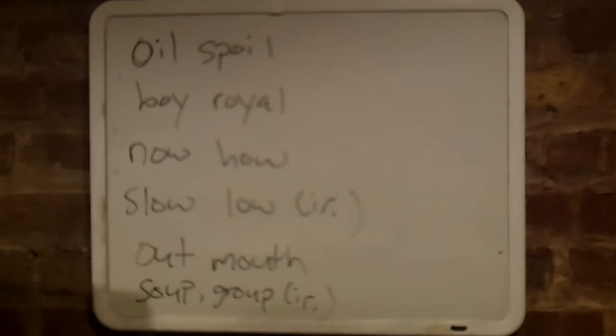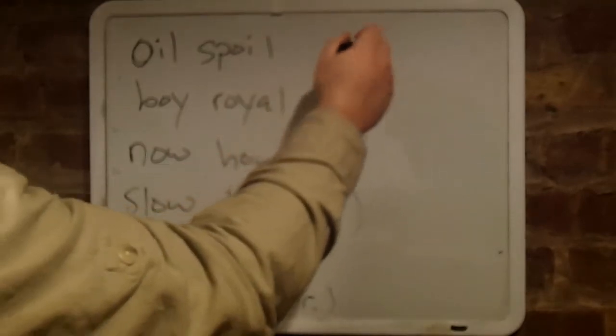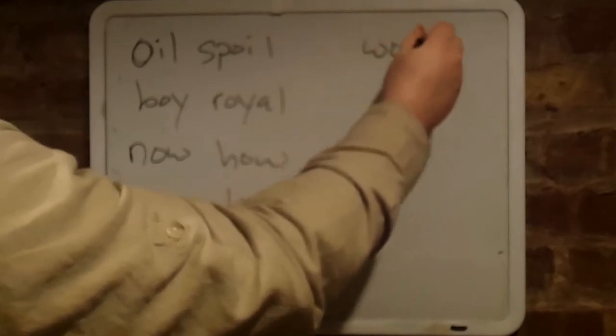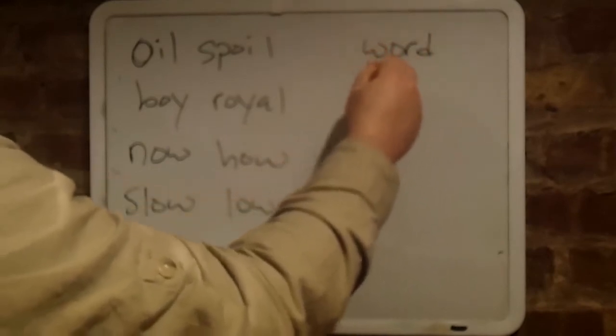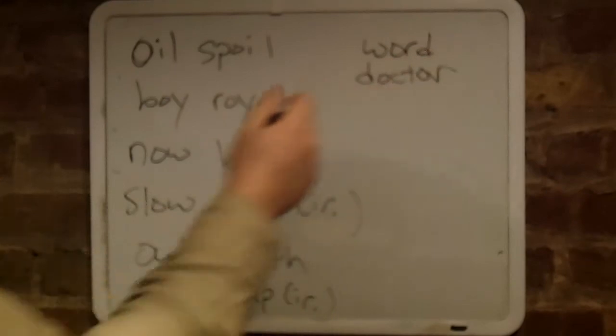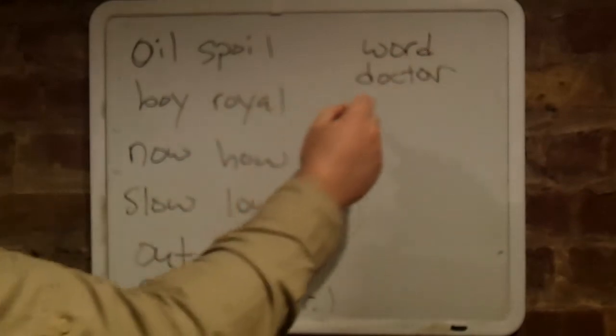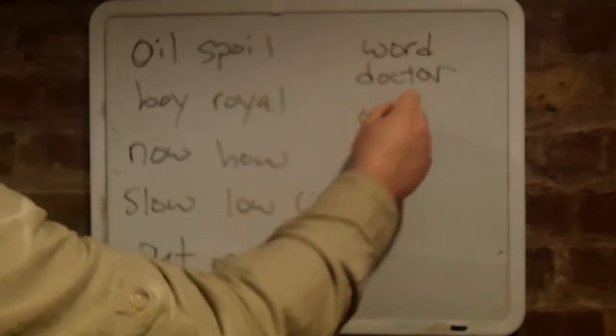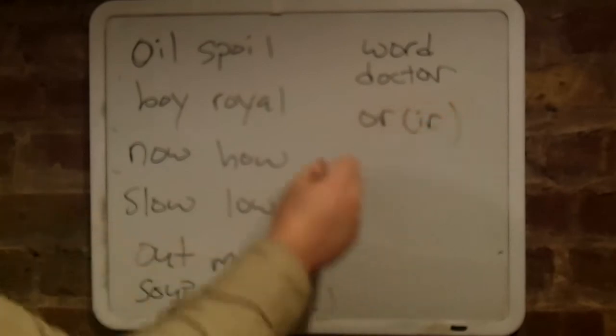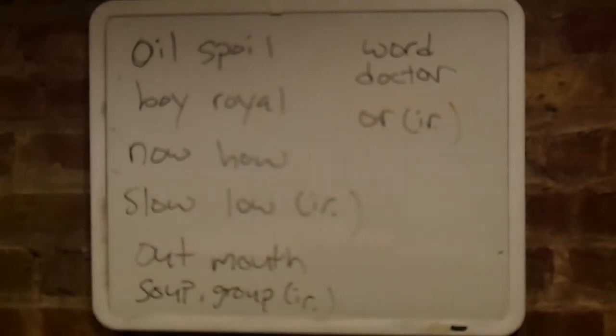And then last but not least, we have OR, which usually makes the er sound. So you can see this in words like word or doctor. The only irregular one here would be just straight or, where OR sounds like or. And that pretty much takes care of the main spelling patterns of the letter O.